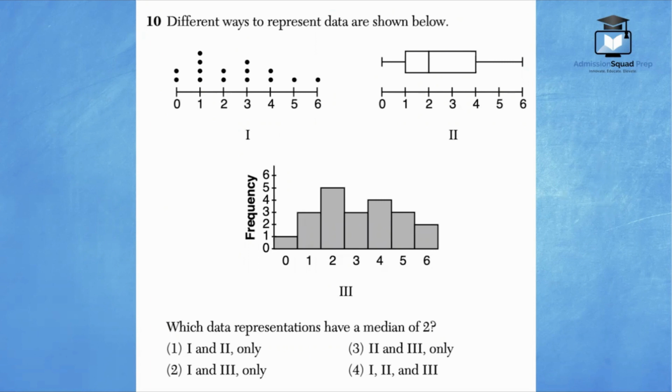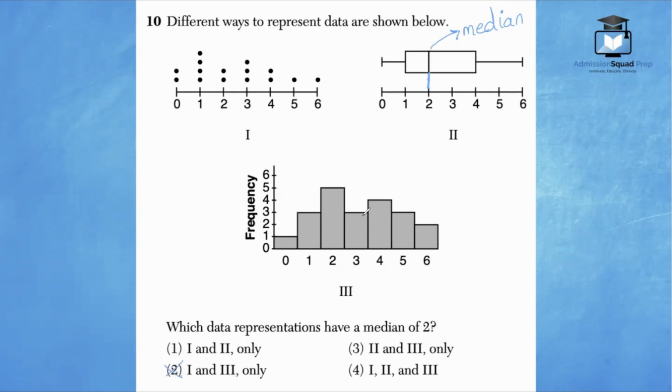Number 10, different ways to represent data are shown below. We have a dot plot here, we have a box and whisker plot, and we have a histogram. Which data representations have a median of 2? The easiest representation to determine a median is actually the box and whisker plot. We can see that the middle number right here is 2. So that is always going to be the median. So I know for sure that the correct answer has to have choice 2 in it. So let's see what we can eliminate. So the only one we can eliminate so far is choice 2.